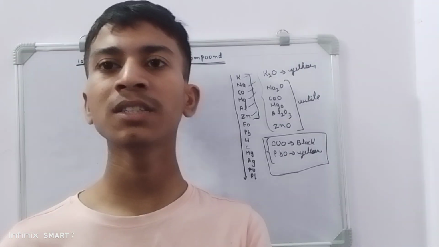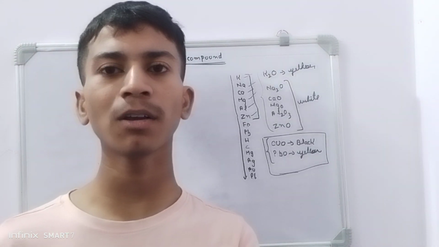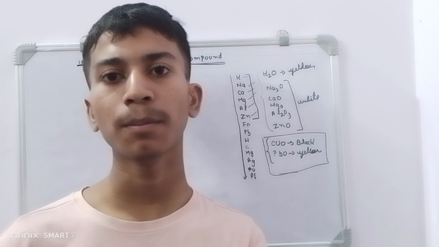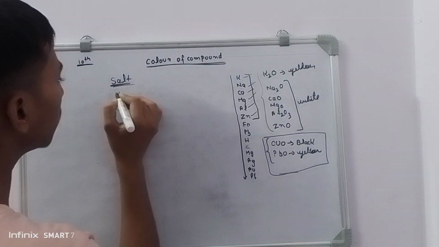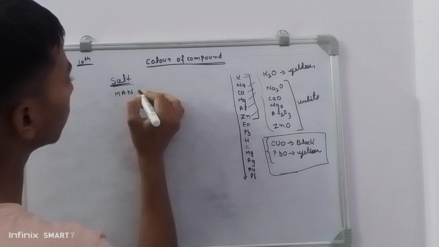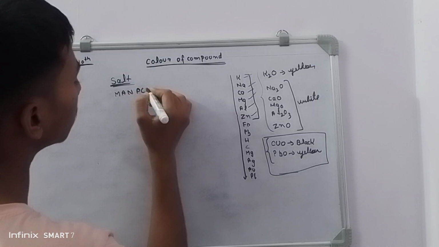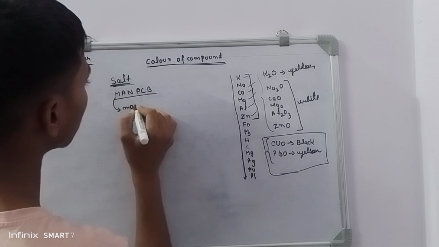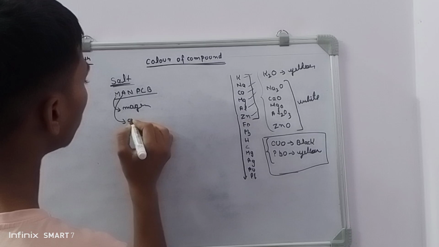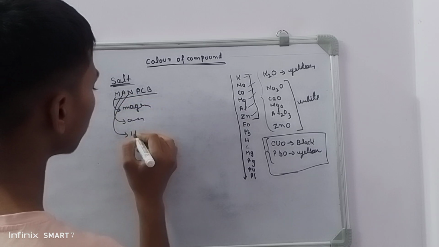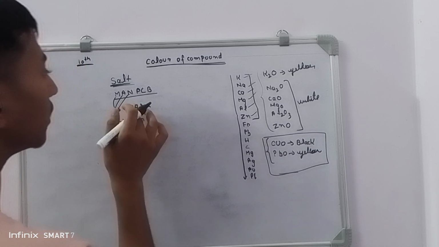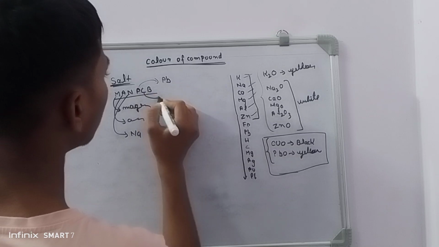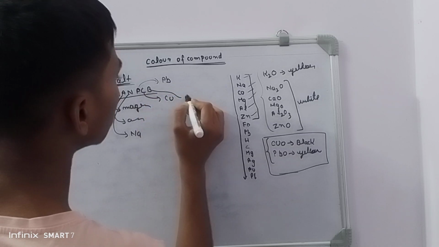The trick is MAN PCB. PCB means physics, chemistry, biology, talking about science. So the trick is MAN PCB. M means magnesium, A for aluminum, and N for sodium, because Na means sodium. Pb means lead, C means copper, and B means barium.